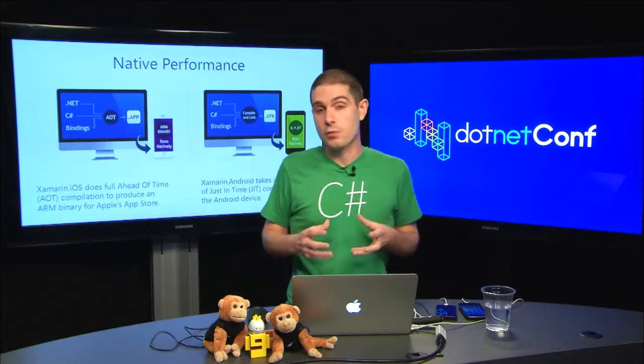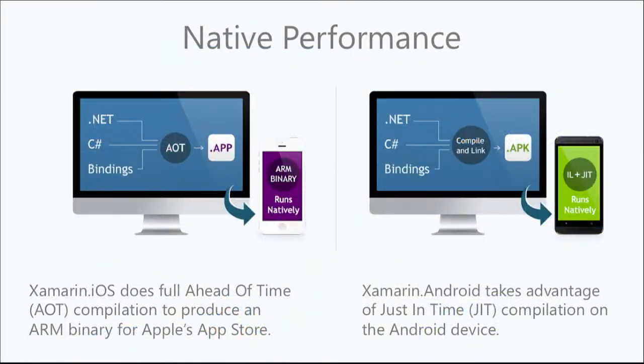And then we're all about the native performance. So not only just the native look and feel, but the native performance. On iOS, we do a full ahead-of-time compilation down into IL. We take that LLVM bytecode and we run it through the same compiler and optimizer that Objective-C apps go through. And that's going to give you the native ARM binary, and it runs natively because it's a native application.